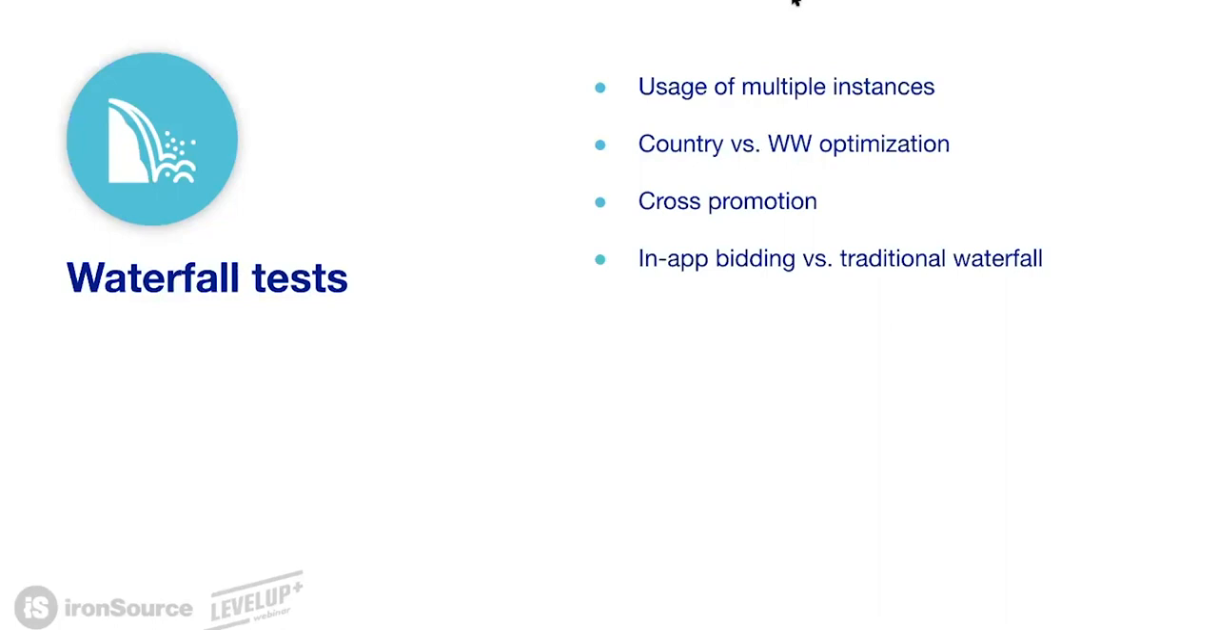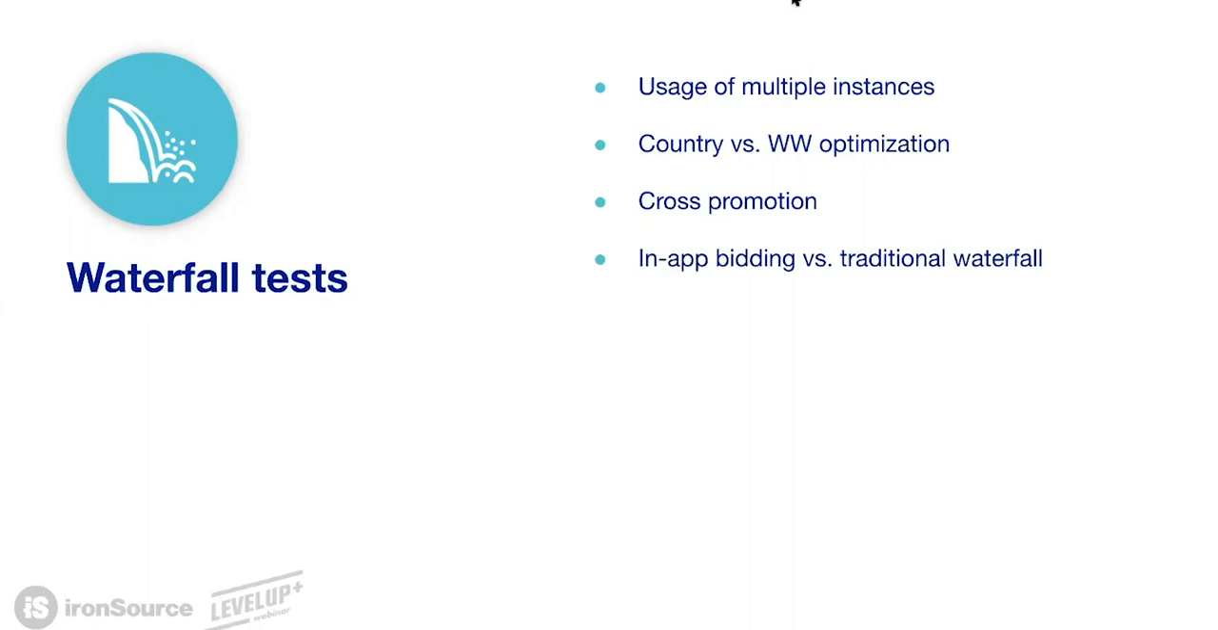Next are waterfall tests. Waterfall tests can be tricky and sometimes very fickle. Network performance depends on a lot of different factors, so if you do some tests, they might not always have the same results. For example, testing one network against another network in a priority position might have one result one time, but a different result the next time. But there are some good tests you can run that will have meaningful results, like using multiple instances.